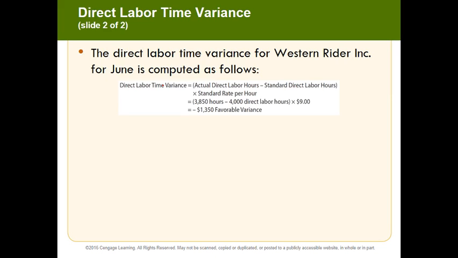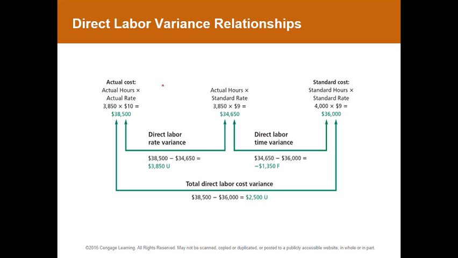Like direct materials, the codependency of these two relationships resulted in a total $2,500 unfavorable variance. We offset some of the direct labor rate variance by saving some time. We paid more, but we didn't have as many hours. However, the two didn't wash out completely, resulting in an unfavorable variance.